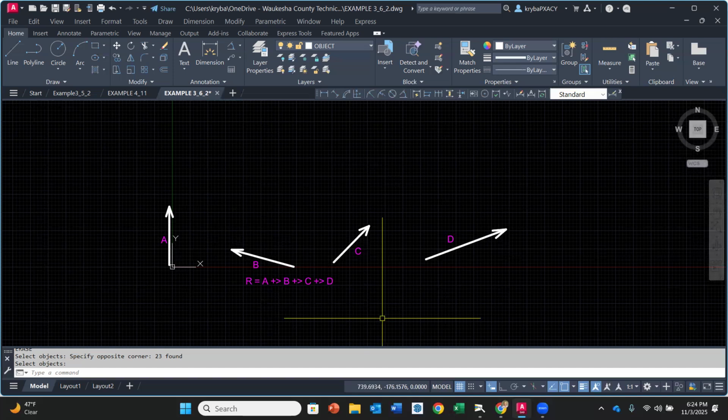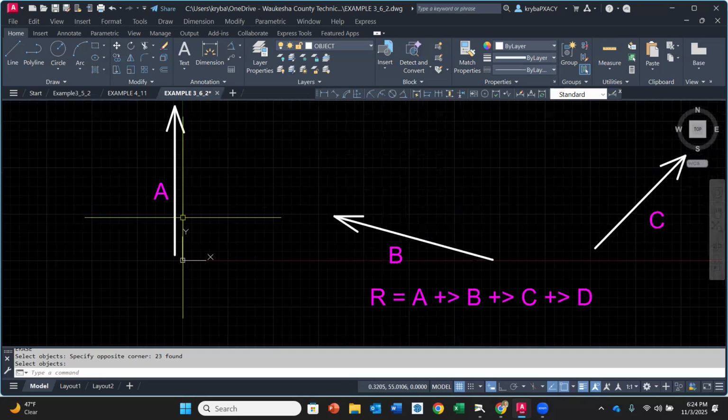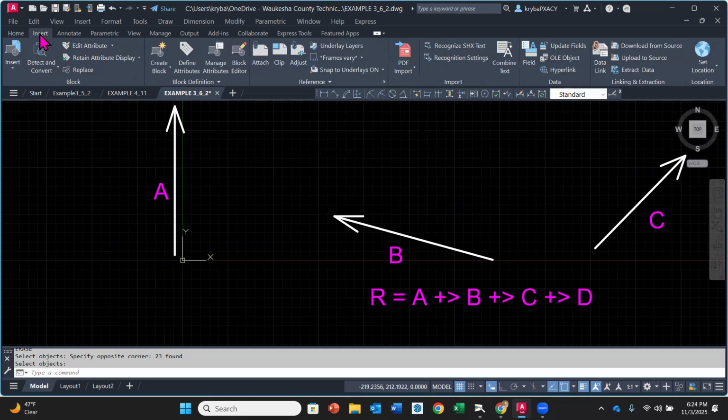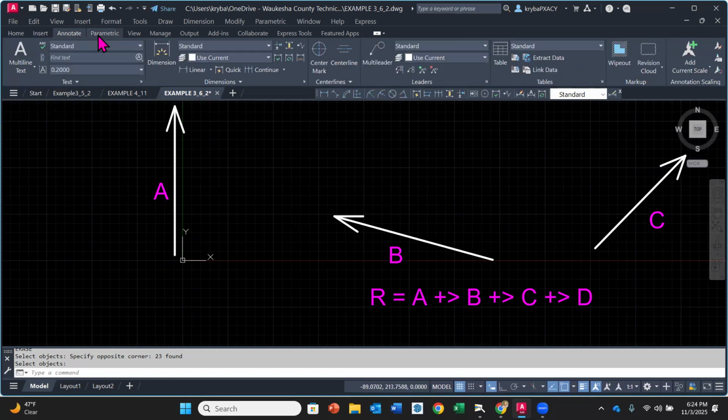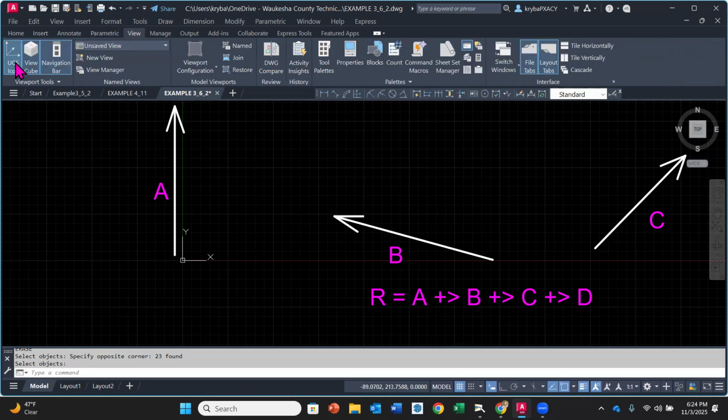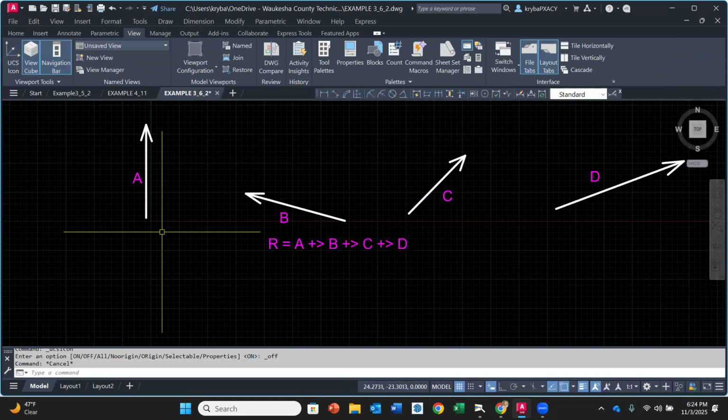Now, as we look at our equal sign here, our first vector is A. So I need to put my origin at the tail of my first vector. I'm going to put it down at the origin of A here. If you want to get rid of this X and Y axis, which is kind of irritating to me, you can go to the View tab and turn off that UCS. Sometimes it gets in the way, and it's not really needed.